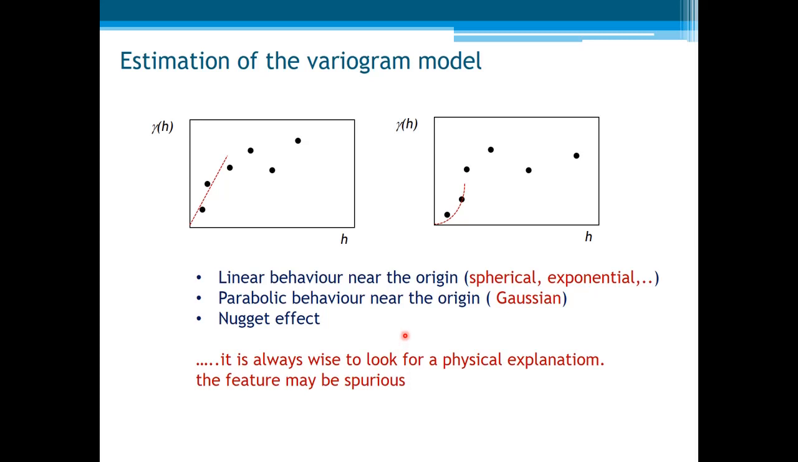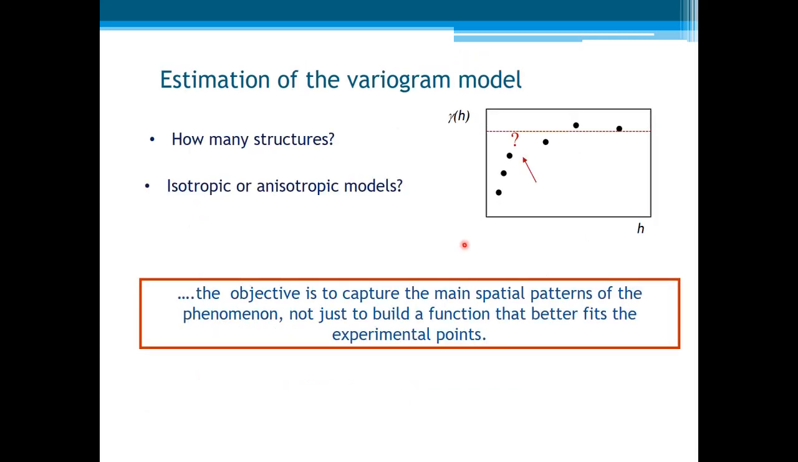But in any situation, no matter the feature we choose as an important one, it is always wise to look for a physical explanation. The feature may be spurious. At this inflection point here, in this case, a sum of structures can be adopted, or just an exponential model is sufficient. Normally we start with the easiest model, which is assuming the variograms have the same behavior in all directions. I mean, assuming they are isotropic.